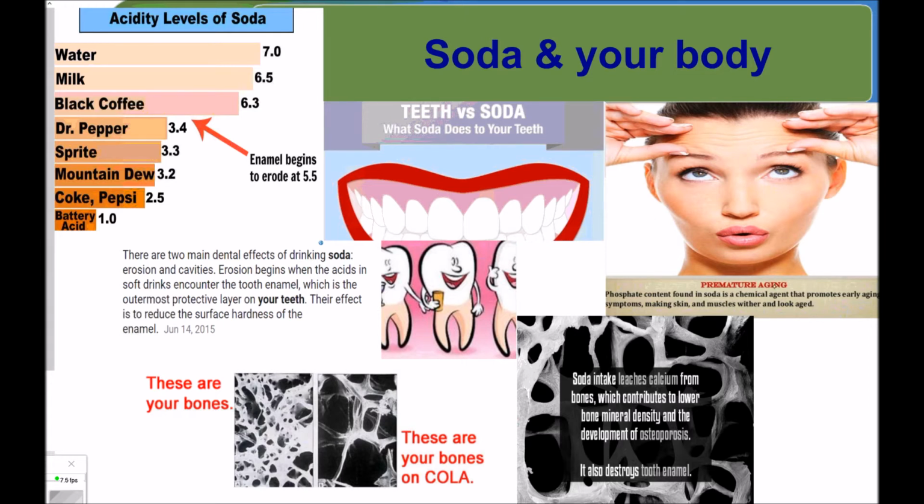And then over here, this one is one of my favorites, premature aging. Phosphate content found in soda is a chemical agent that promotes early aging symptoms, making skin and the muscles wither and look aged. So soda causes you to look older than you are, which is also bad. And I'm pointing these particular things out because they all have to do with the acidity of the soda. So in conclusion, drink more water, drink less soda. It's not very healthy for you.